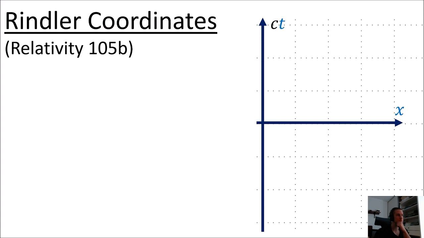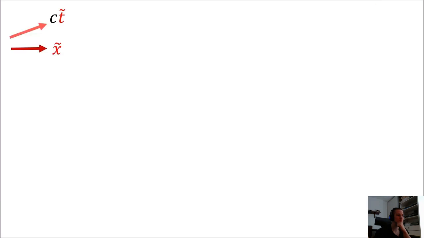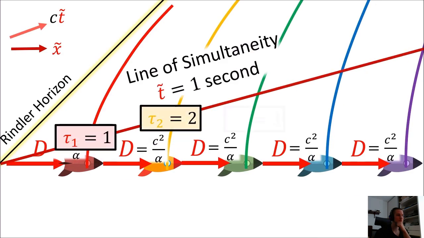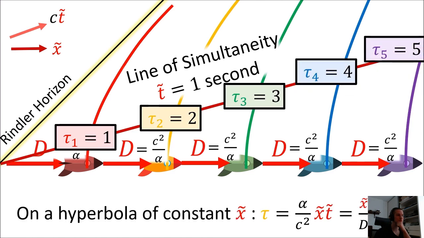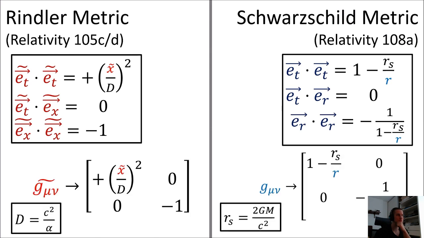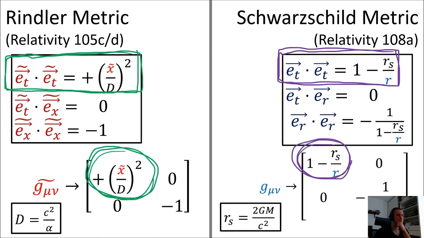We also saw a similar effect in Relativity 105b, in flat space-time, in the accelerated reference frame given by the Rindler coordinate system. Observers at different constant x values in Rindler coordinates experience different amounts of proper time for the same amount of coordinate time, because the lengths of their time basis vectors are different. Although the effect is not the exact same because the Rindler metric and the Schwarzschild metric have different TT components.